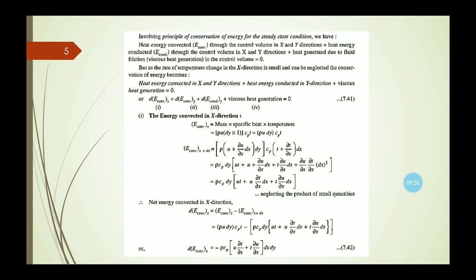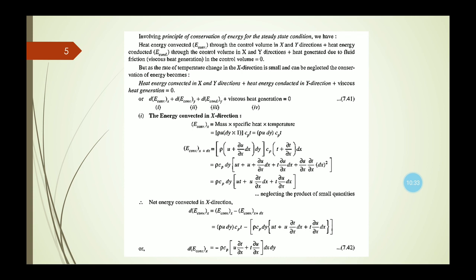Involving the principle of conservation of energy for the steady state condition, we can write that the heat energy convected, E convection, through the control volume in x and y direction, plus heat energy conducted, E conduction, through the control volume in x and y direction, plus heat generated due to fluid friction in the control volume, equals 0. This is the principle of conservation of energy for the steady state condition which we have considered here.